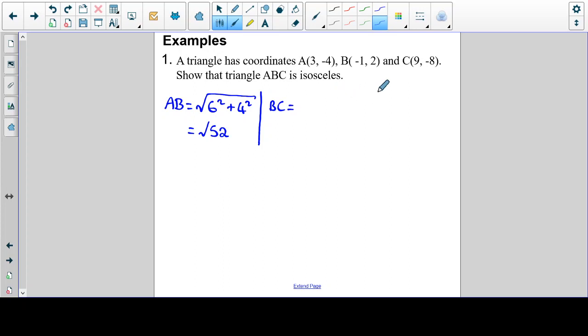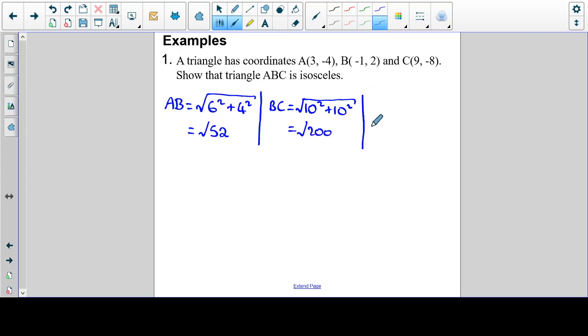BC. So the height of it, 2 down to minus 8 is 10. And then minus 1 up to 9 is also 10. 10 squared plus 10 squared, so that's the square root of 200. So these two are not the same.